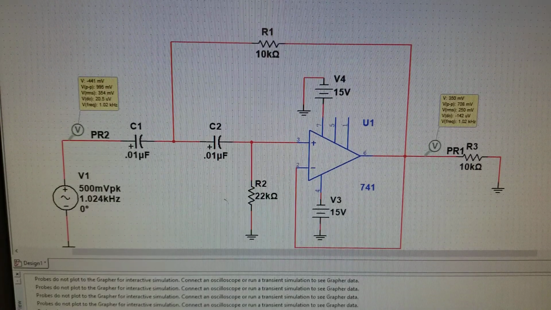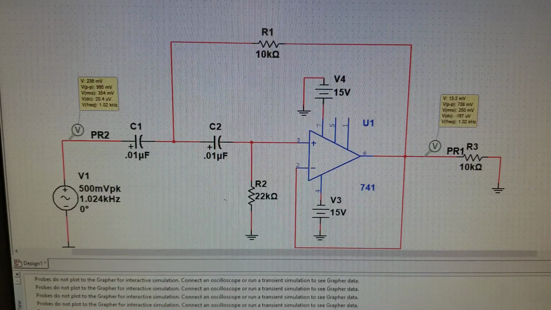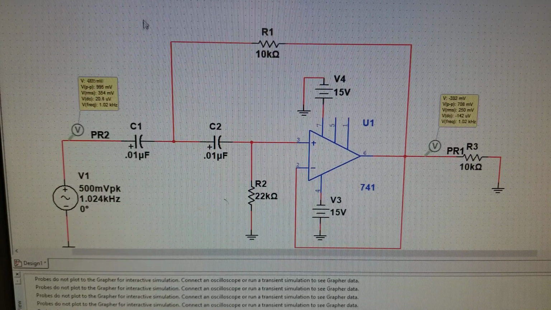Well, let's not skip step 17, where we want to measure and record the cutoff frequency. So our maximum voltage out was 1 volt. So we need 0.707 volts. So here we have 708 millivolts. That's pretty darn close. So our cutoff frequency is 1.024 kilohertz.